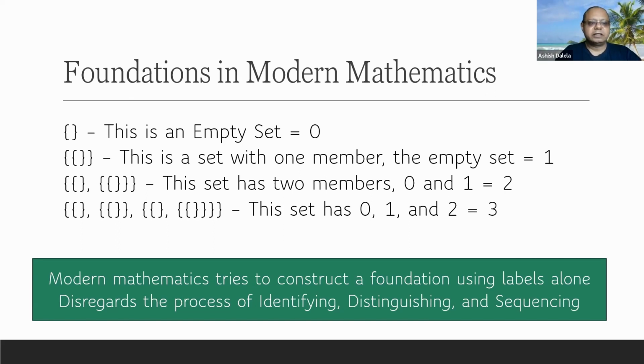So if you look at the first line, then open brace, close brace, that's an empty set, and then you have an open brace, close brace with one member, which is the empty set or the null set, that is one. And then subsequently you can say that I will include 0 and 1 into a set, and that set has two members, which is 0 and 1, and we call that set 2. Similarly, we can have a set that has 0, 1, and 2, and that set is called 3.